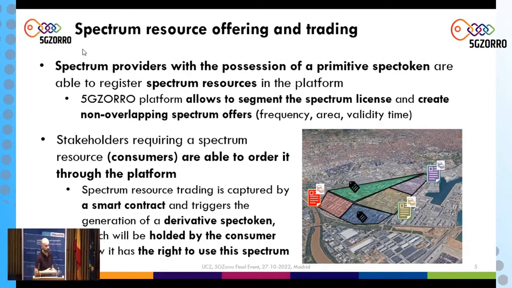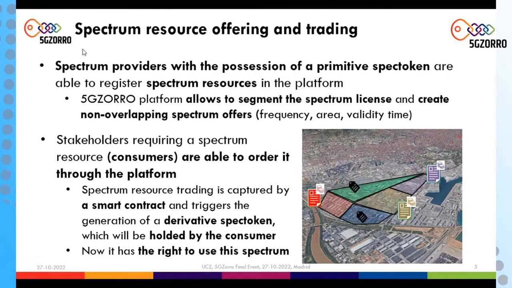After a trade occurs, we generate a smart contract between the consumer and the provider, and also a derivative spec token, which is derived from the primitive spec token, and it represents this segment of the spectrum. And now the consumer is able to use it for deploying slices.